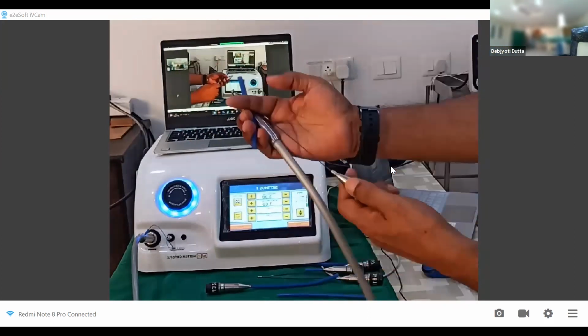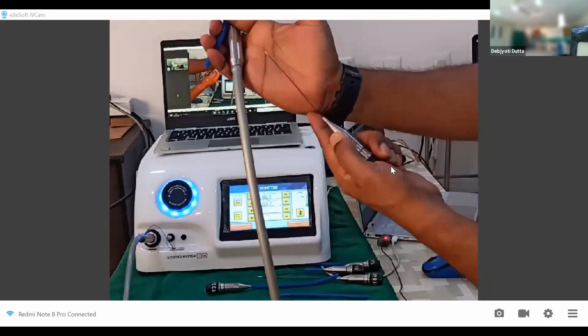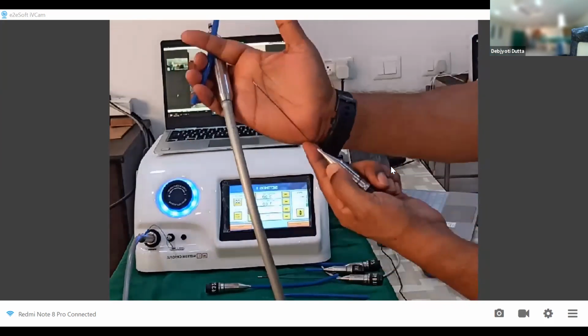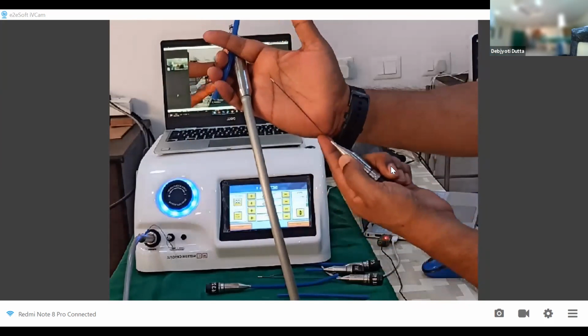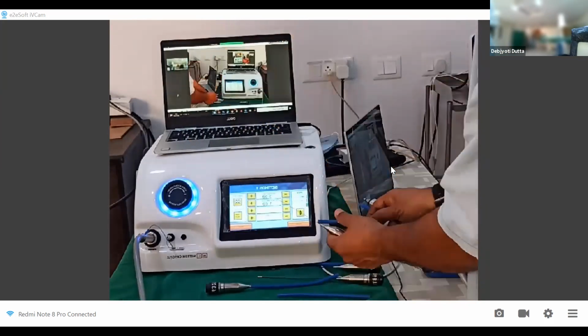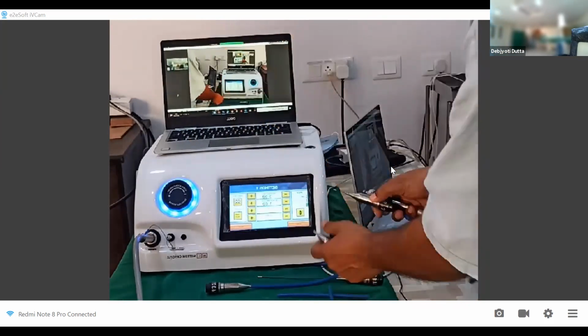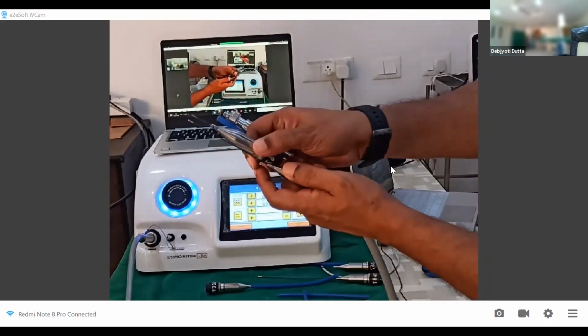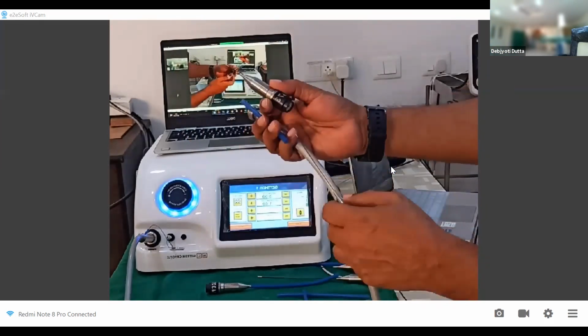So this is again another 22 gauge needle, not needle, sorry. Cryo is always a probe, 22 gauge, and almost similar to this one. The only difference here is the length of the probe is smaller. Otherwise, the gauge and exposed tip are all similar.